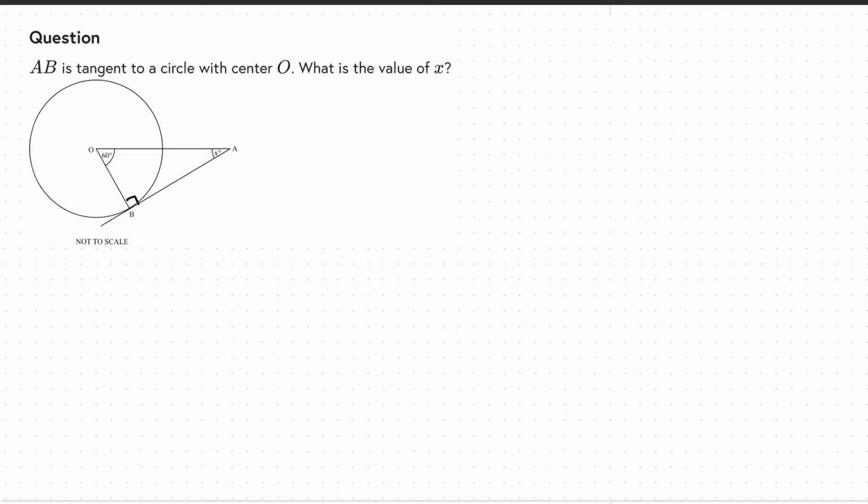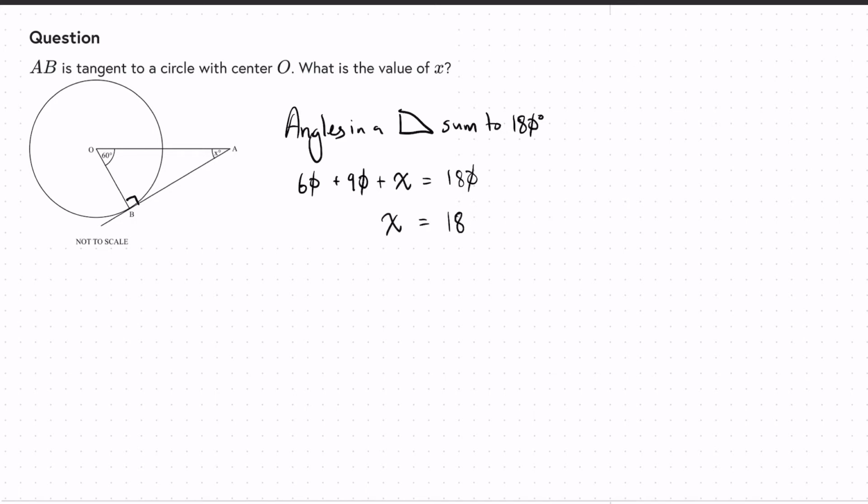So for this question here, what is the value of x? Well, because I know the angles in a triangle sum to 180, I'll try and draw that triangle. Triangles sum to 180 degrees. 60 plus 90 plus x is equal to 180. So x is equal to 180 take away 90 take away 60, which is equal to 30 degrees.